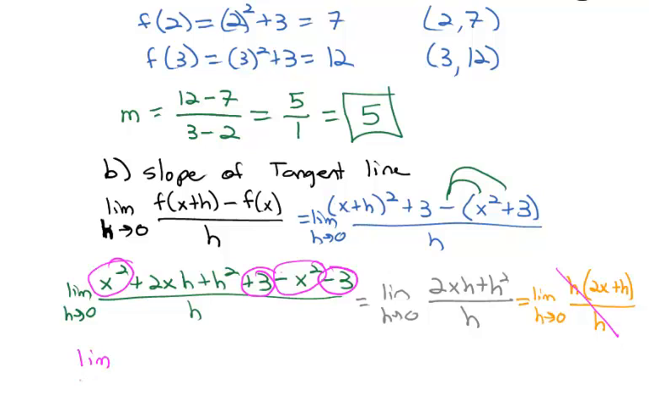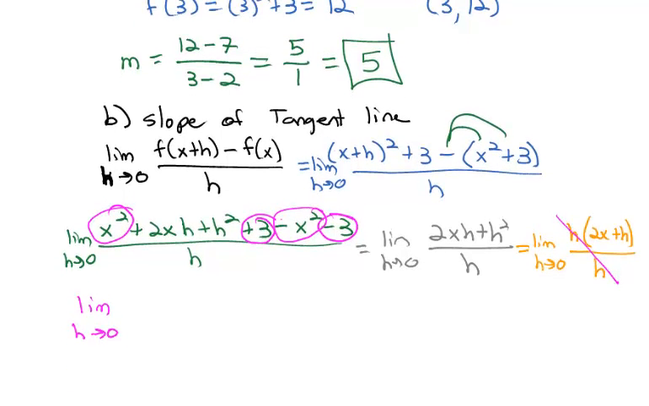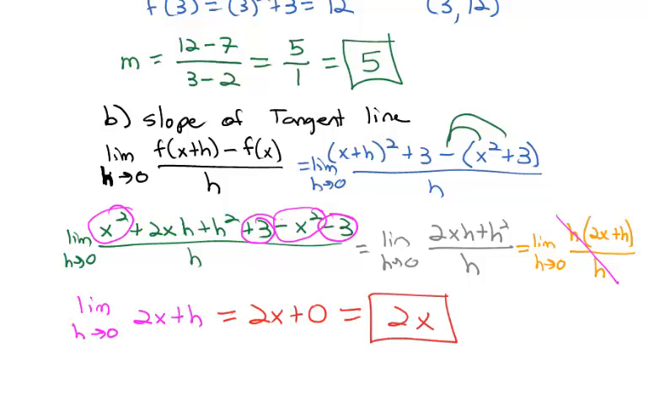So we have the limit as h goes to 0 of 2x plus h. And if we let h go all the way to 0, plug in a 0 for h, we get 2x plus 0, which is just 2x. So the slope of the tangent line at any point is going to be 2 times whatever x is.